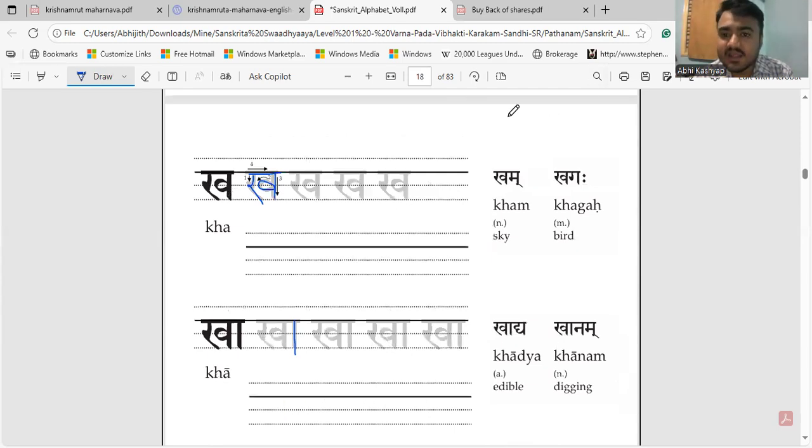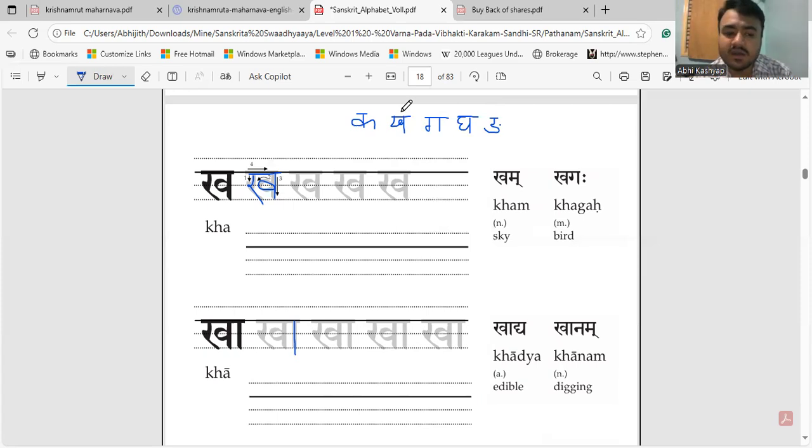In Kavarga, the five letters that we have are: Ka, this is Alpaprana. Then Kha, this is Mahaprana, because it takes effort to pronounce this. These two are called hard consonants, or Karkasha Vyanjanas. Then we have Ga, which is again Alpaprana. Then Gha, which is Mahaprana. And then we have Nga, this is called Anunasika. Yesterday we completed till Gha.